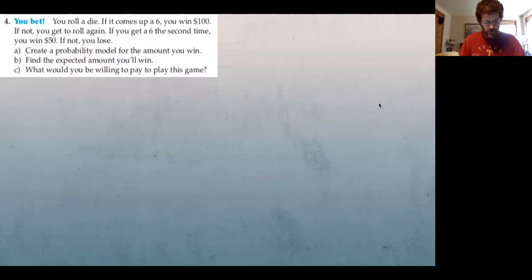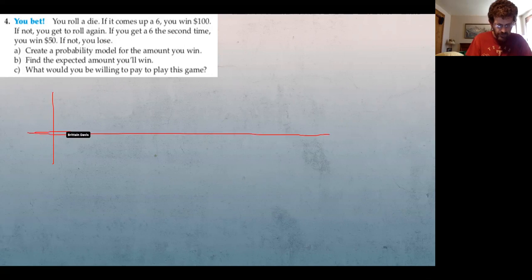Okay, you roll a die. If it comes up 6, you win $100. If not, you get to roll again. If you get a 6 the second time, you win $50. If not, you lose. Create a probability model for the amount you win. So this is the hard part of this problem, is creating the probability model. So I'm going to create a model this way. And I have my event and the probability of the event.